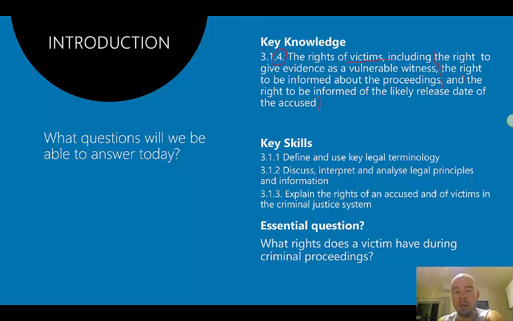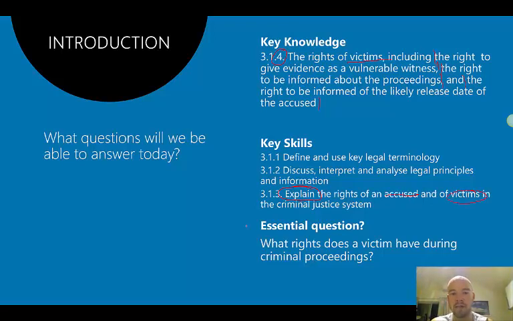So 3 specific ones that, because they are listed in the study design, we could be asked a direct question about. Again, it is the exact same key skill as last one. We are just going to, at the end of this, need to be able to explain them. Nothing more in depth, no pros and cons. So explain the rights of the accused, which we've done, and of victims in the criminal justice system.